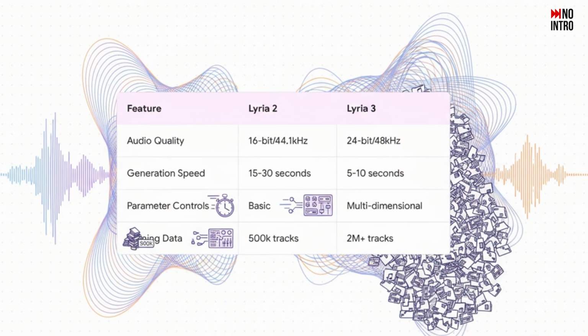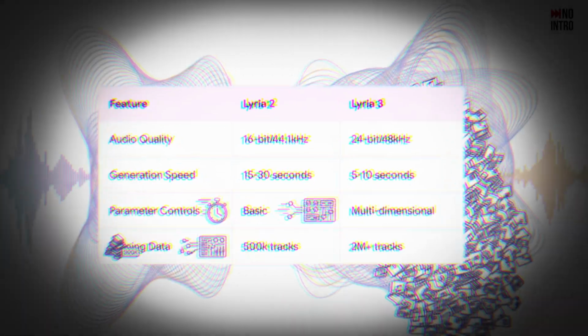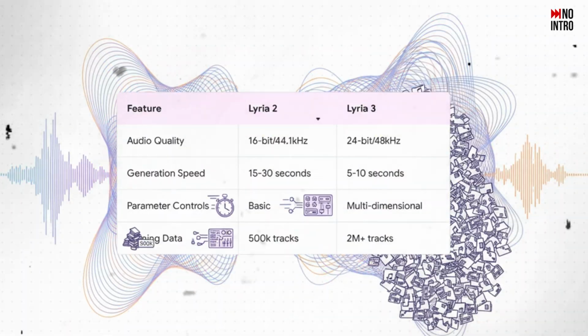And just so we're clear, this isn't some small incremental update from the last version. No way. The leap in what this thing can do is absolutely massive. We're talking higher quality audio, tracks generated up to 3 times faster, and way more creative control. You can now tweak multiple parts of the sound at the same time. Oh, and it's been trained on 4 times the amount of data. So yeah, it's a huge upgrade all around.